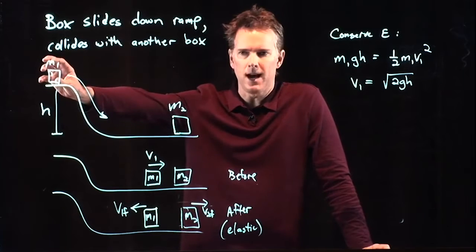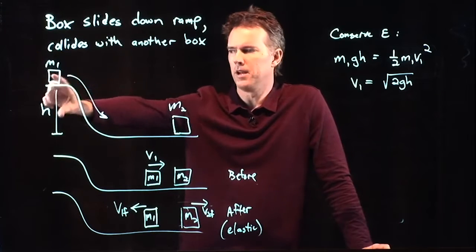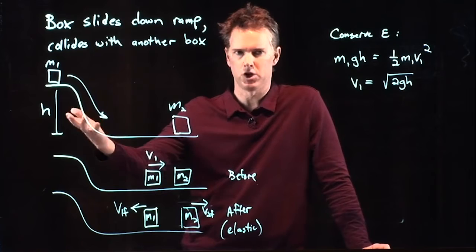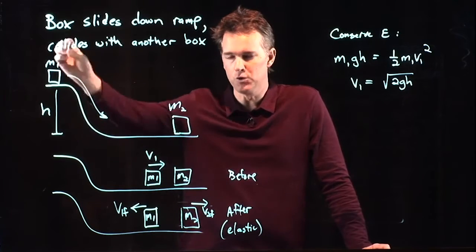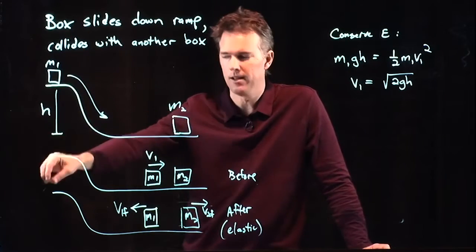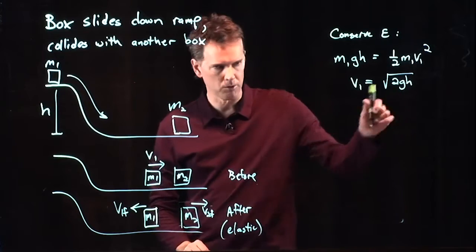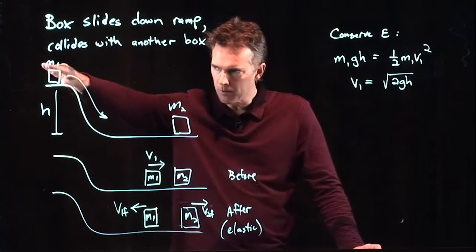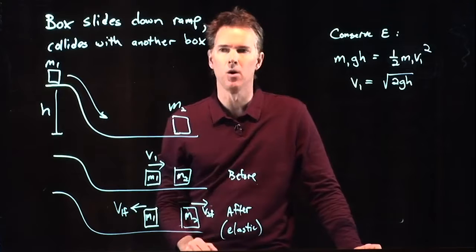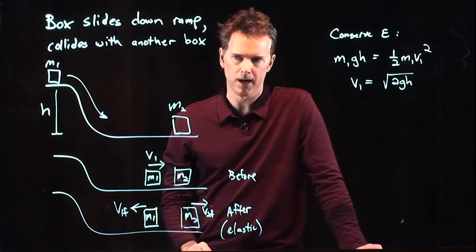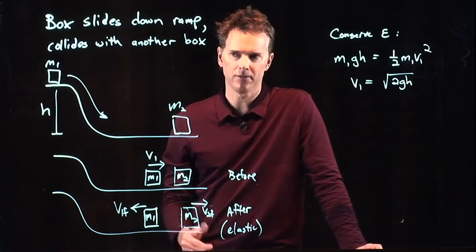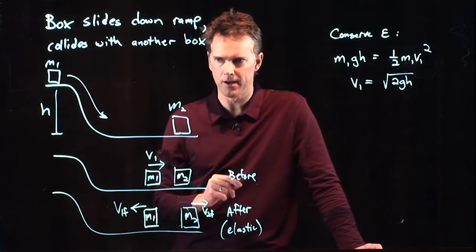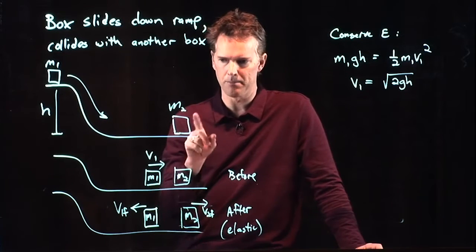The speed of this block is only dependent on the height h, and that's because it's a frictionless ramp. In fact, if you dropped this block straight down, it would hit the ground at square root of 2gh. If you made the ramp very shallow, it would be going square root of 2gh at the bottom of the ramp. And that's because it's frictionless. Doesn't matter how you get down there, it's going to be going the same speed at the bottom.